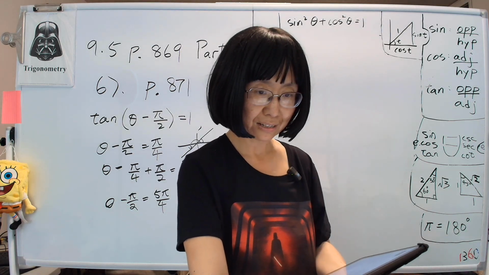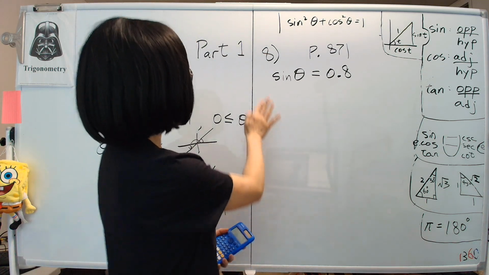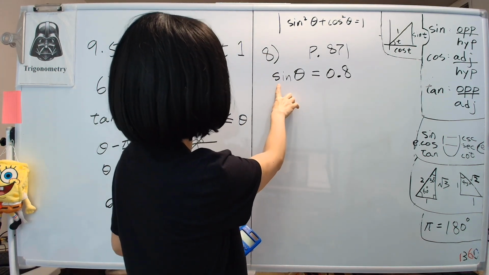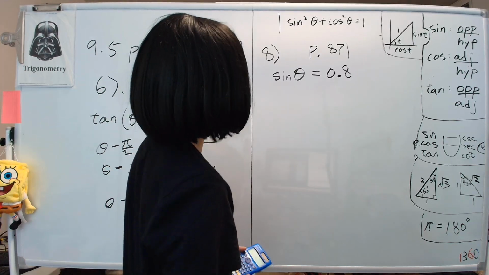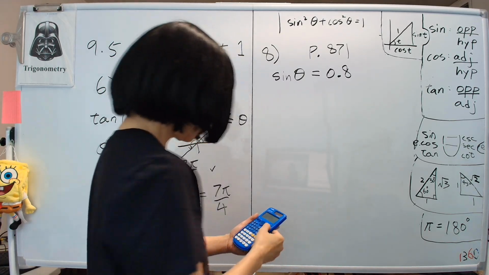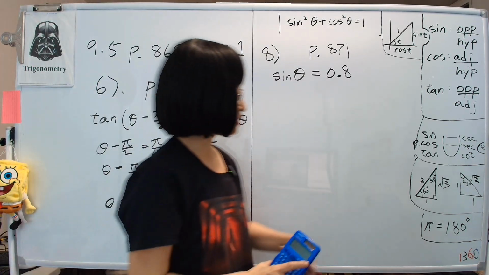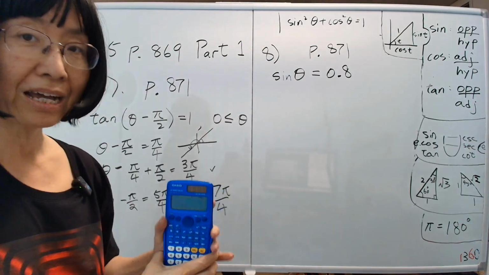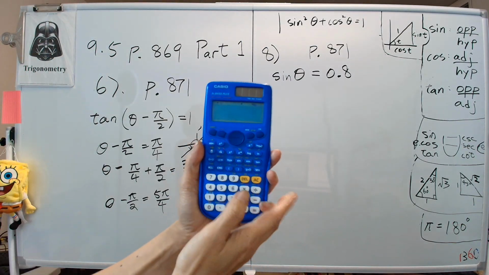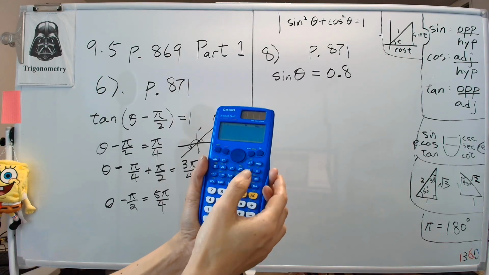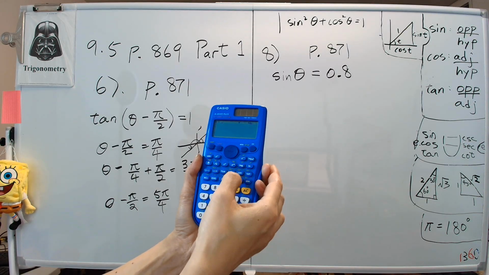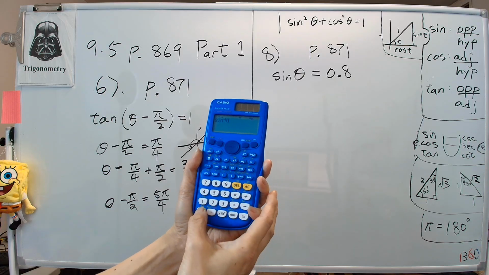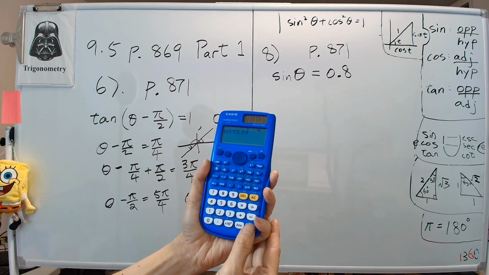So next, let's look at example 8 on page 871. Sine theta equals 0.8. What's theta? Okay, that is not one of these convenient triangles that we've been working on, so we're going to pull this off with a handy calculator. If sine theta is 0.8, then theta is inverse sine, shift sine of 0.8, and that should do it.